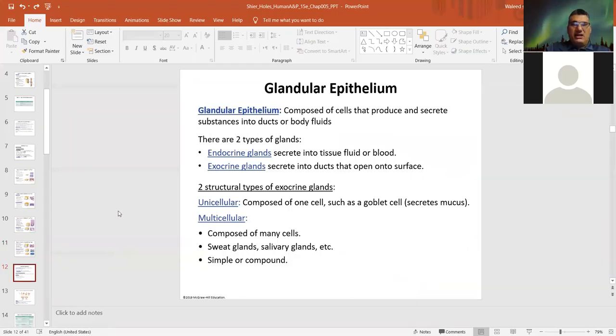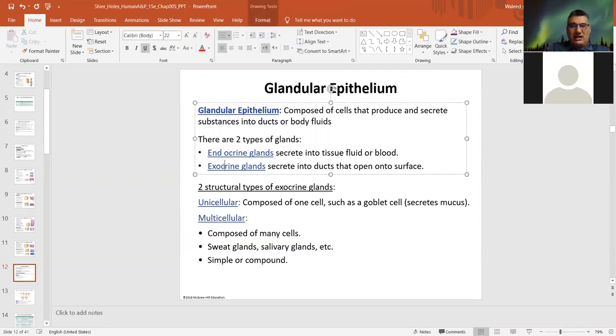The next epithelium is glands. The glandular epithelium is the type of epithelium that has secretions. These are specialized in secreting things. And there are two different types of glands that these epithelial cells make.